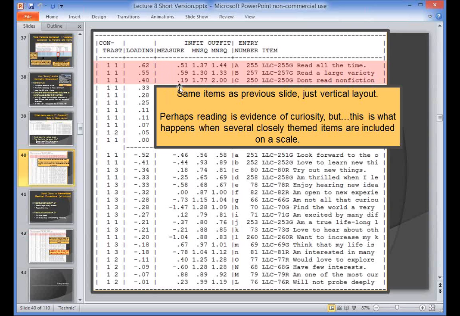with the first contrast. Okay, and really, what is this saying to us? Well, what it's saying to us is that perhaps reading is evidence of curiosity, but it might not measure curiosity as strongly as some of the other items do. That's a possibility. Another possibility is that there's just this pocket of reading items in the scale, and maybe that pocket of reading items shouldn't be there, because we've got 3 items that seem to be pretty closely related.